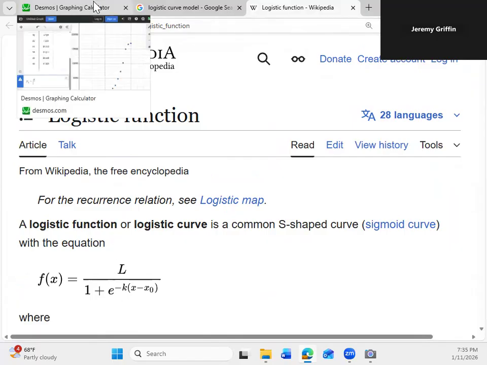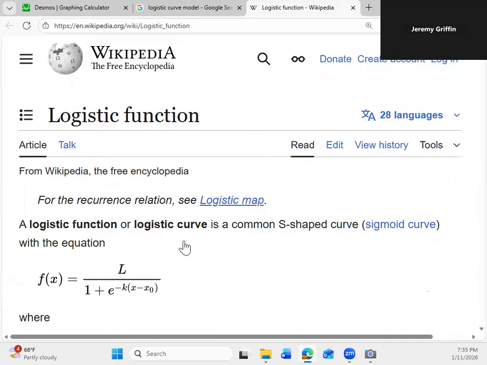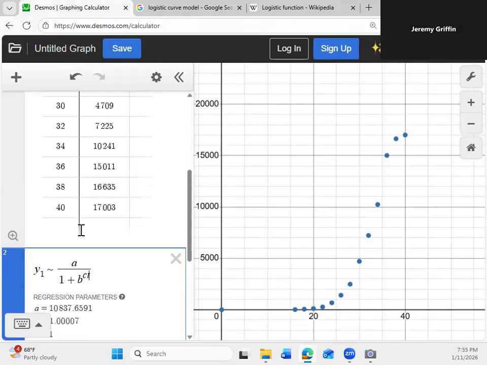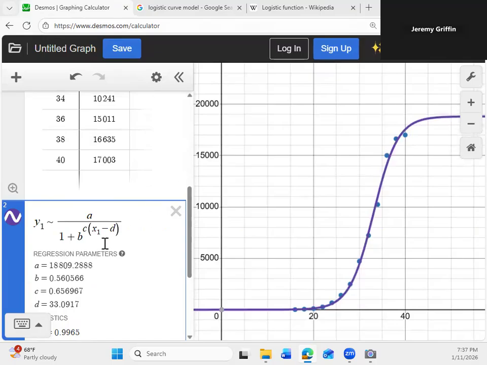So L over, now instead of L, I'll just call it A. Instead of, let me try 1 plus, and then a base to the power of, and if I have to go back and change that 1, maybe I'll change it to something else. Basically kt, so let's call it c t. Well, whoops, not t. I need x, so let's do x subscript 1. It looks like that. All right, there you go. That's it.